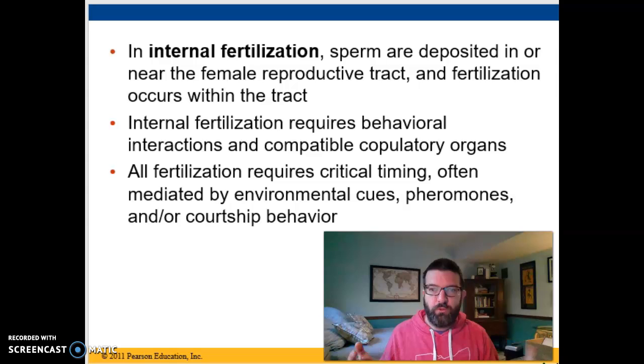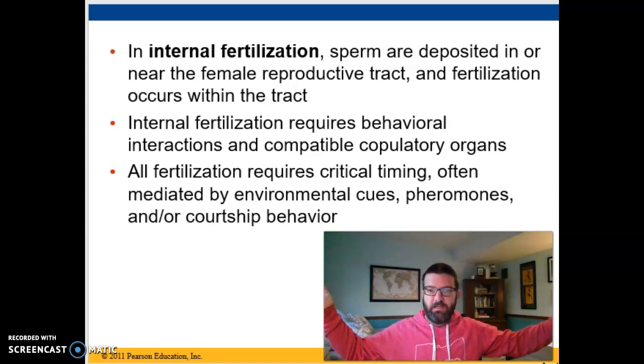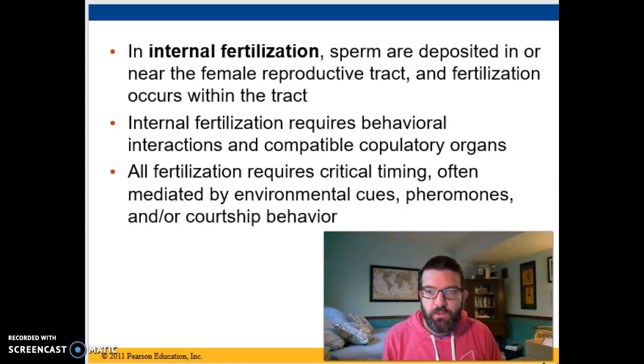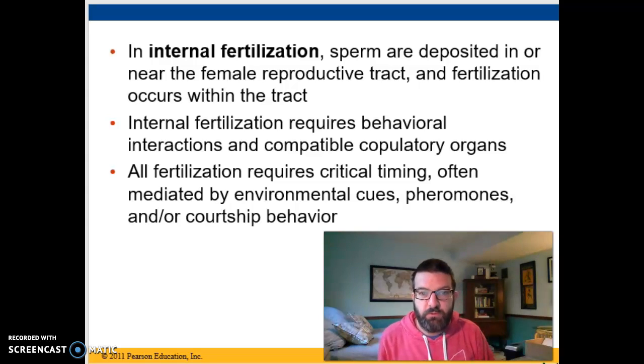And this requires a whole new set of copulatory organs, but you guys are probably familiar with this kind of fertilization because this is what humans do. Now, this can be trickier because you don't just release your gametes and let it be, right? There's courtship behavior involved. You have to get pretty close to the individual of the opposite sex, and there has to be some sort of copulation.